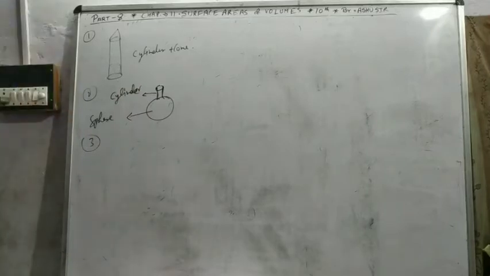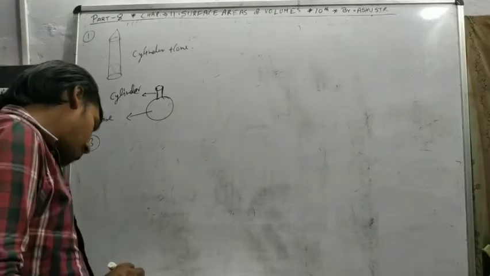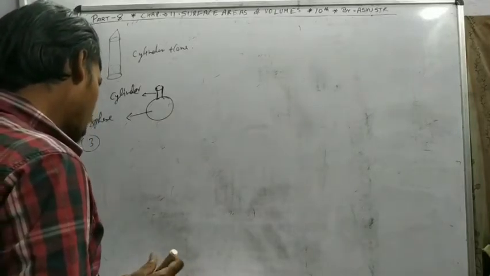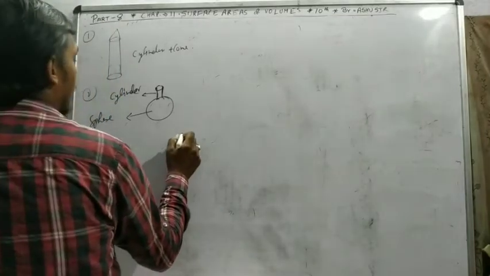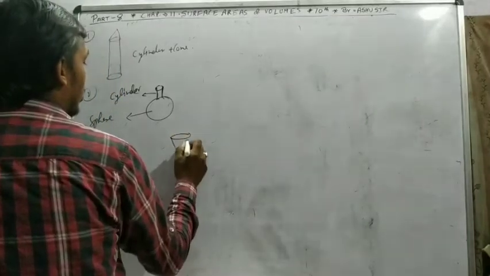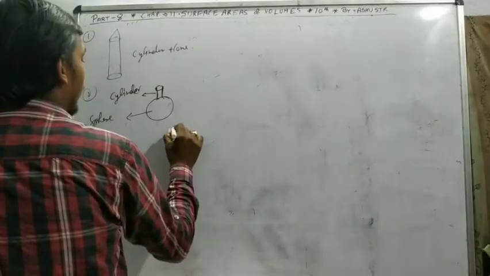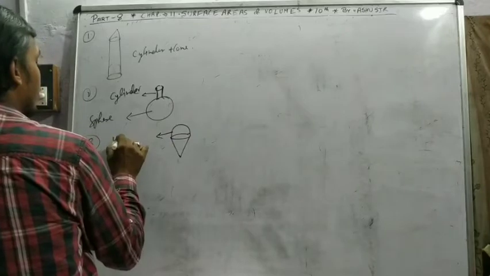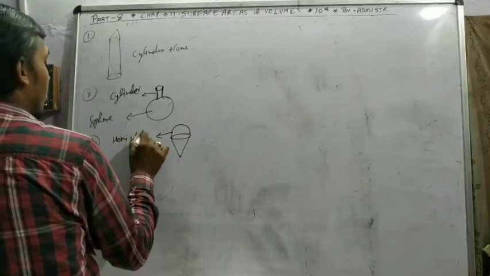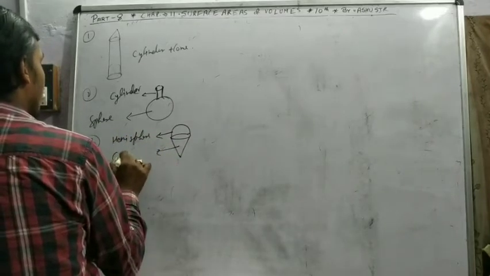If I say the next question, the plumb line is a combination of, just like a triangular shape with a hemispherical bottom. So the combination of hemisphere and cone.